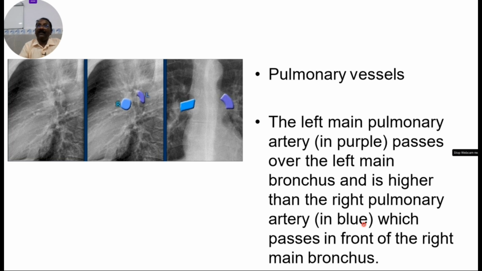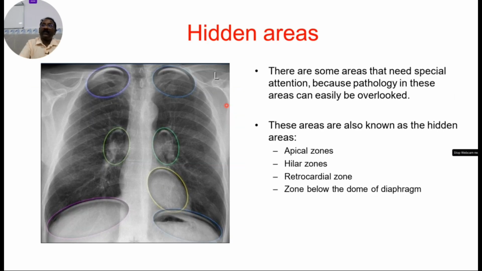So these are the pulmonary vessels. See the left main pulmonary artery passes over the left main bronchus and it is higher than the right pulmonary artery, which passes in front of the right main bronchus. So the right one, this is the left one. These are the hidden areas. There are some areas that need special mention: the apices, the hilar and retrocardiac areas, and the subdiaphragmatic areas.